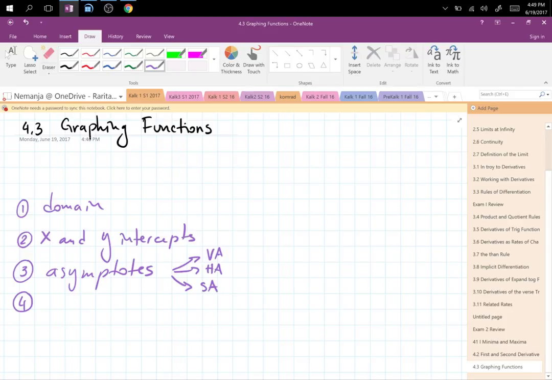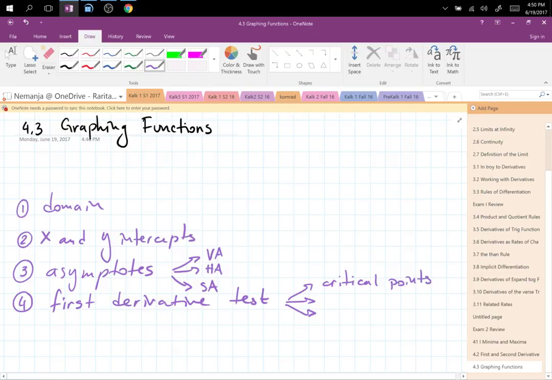We also have the first derivative test, which will give us a lot of stuff. It gives us critical points. It gives us intervals of increase, decrease, and also as a byproduct min and max locations.